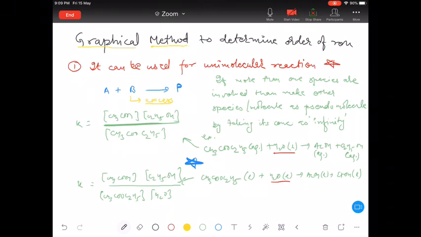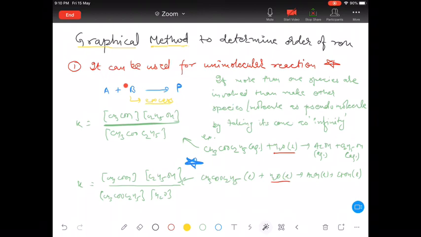Is that clear? That is the way by which I can make the concentration of a particular reactant negligible, or rather, by just changing a particular molecule into a pseudo-molecule. That's how we can do that. So now, by converting such a process into a unimolecular one, I can use the graphical method.